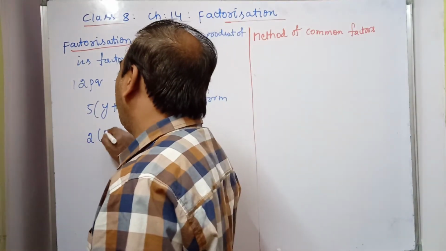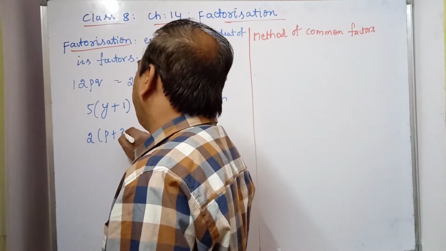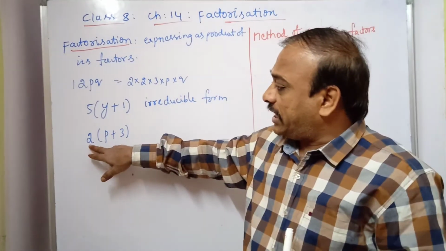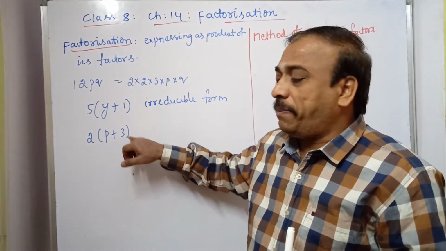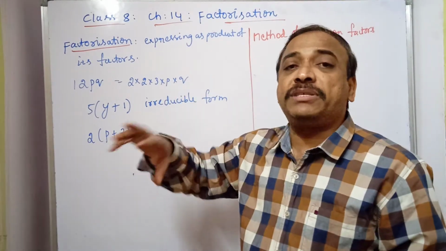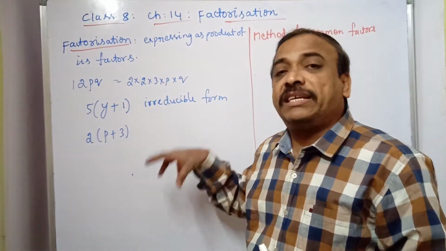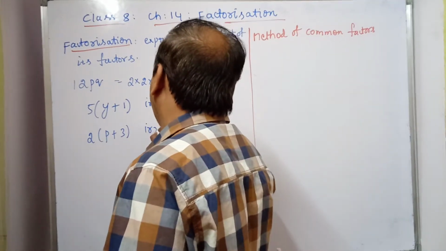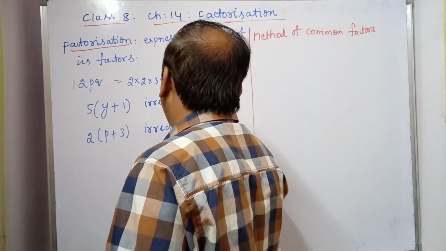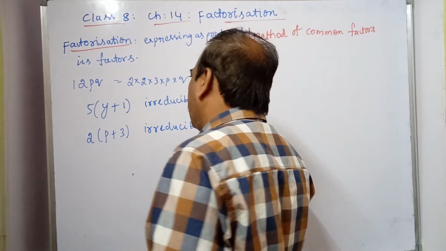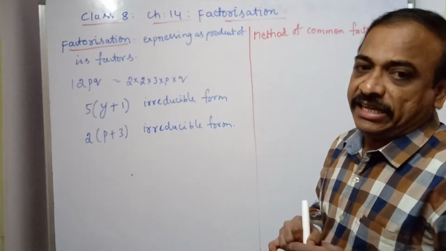2 into p plus 3. This is also irreducible. We cannot write further factors for 2 and p plus 3. 2 is a factor and p plus 3 is a factor of the expression 2p plus 6, so it is also irreducible form. This is factorization.